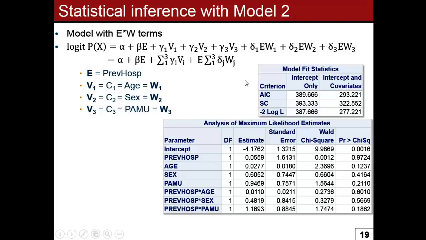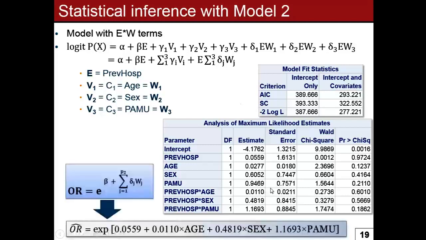And so here's what the output for that would look like in SAS. It's going to be traditional stuff. SAS doesn't know that these are E's and V's and W's. This is all just betas to SAS. But here's what those pieces look like. What is the odds ratio expression given all of this? What's the odds ratio expression for the exposure?